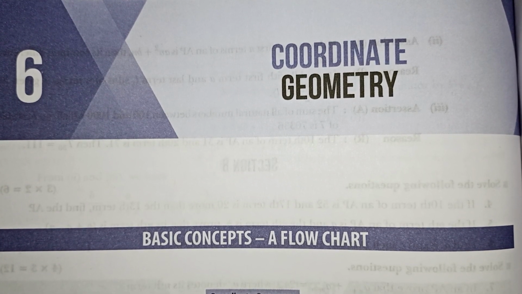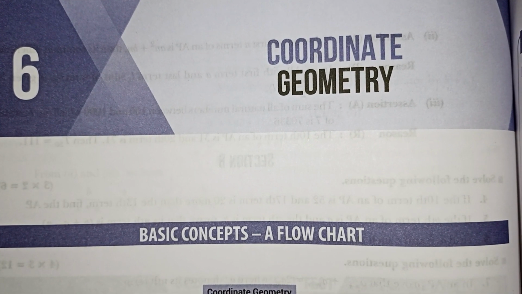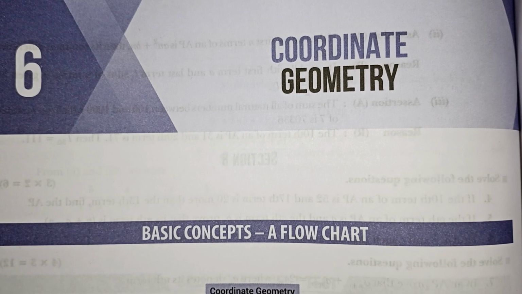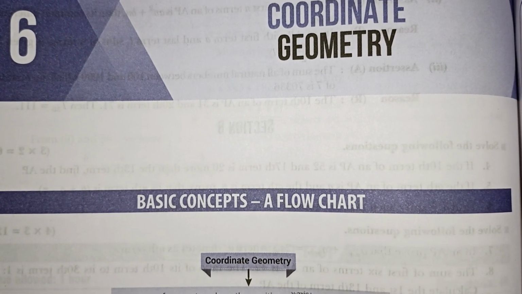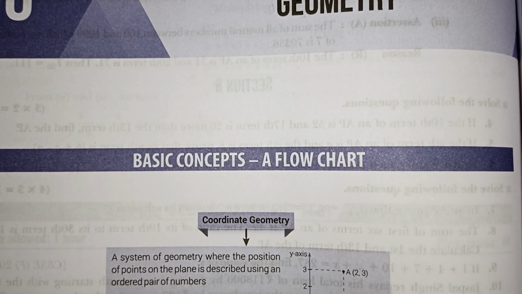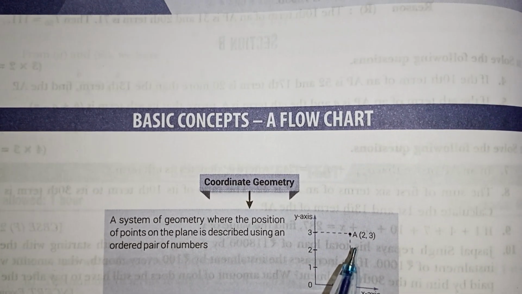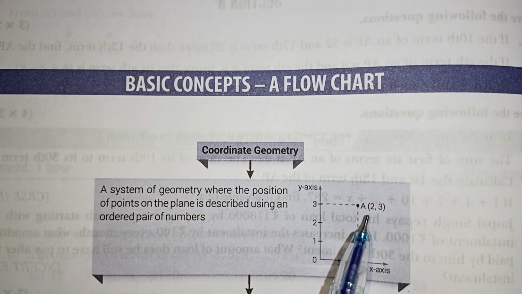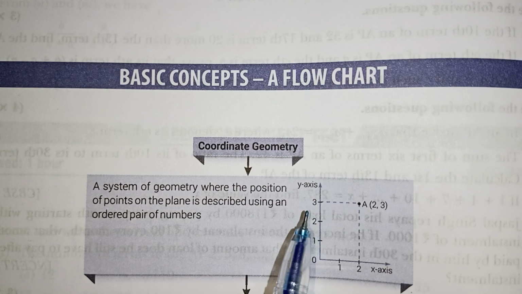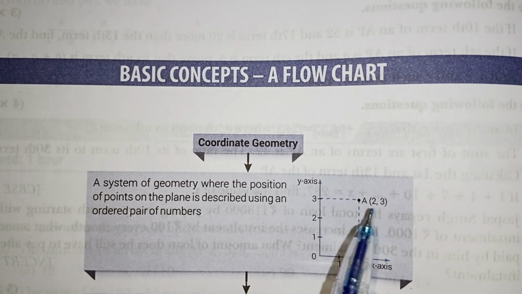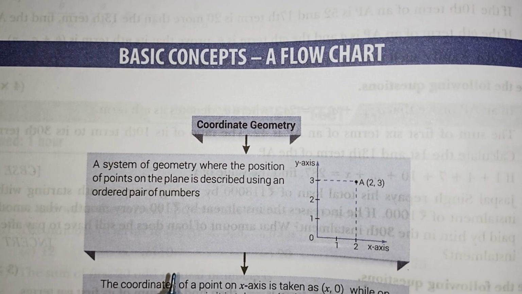Hi students, in this video we are going to learn some important points from coordinate geometry, like your formulas. So first one, coordinate geometry means we are plotting the point on the axis. The first point should come from the x-axis and the second point will be from the y-axis. Together it is called the ordered pair of numbers.